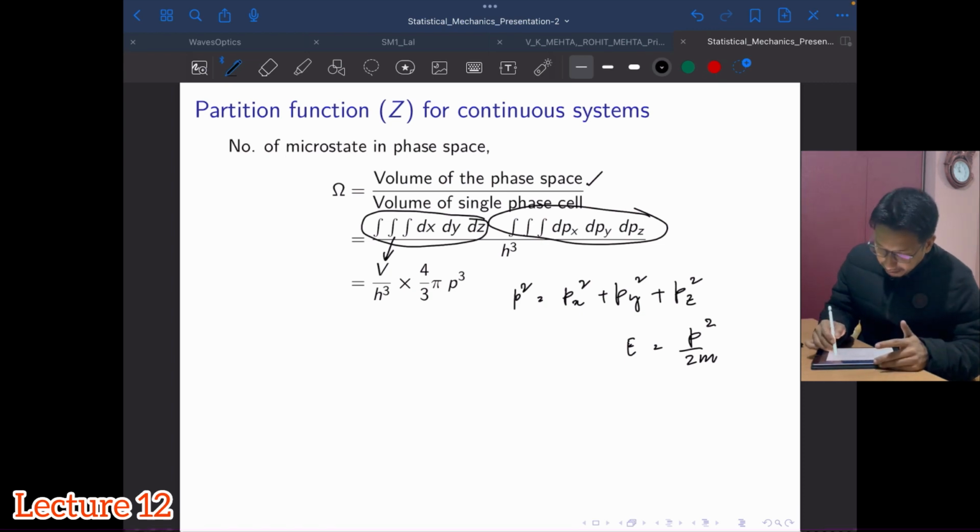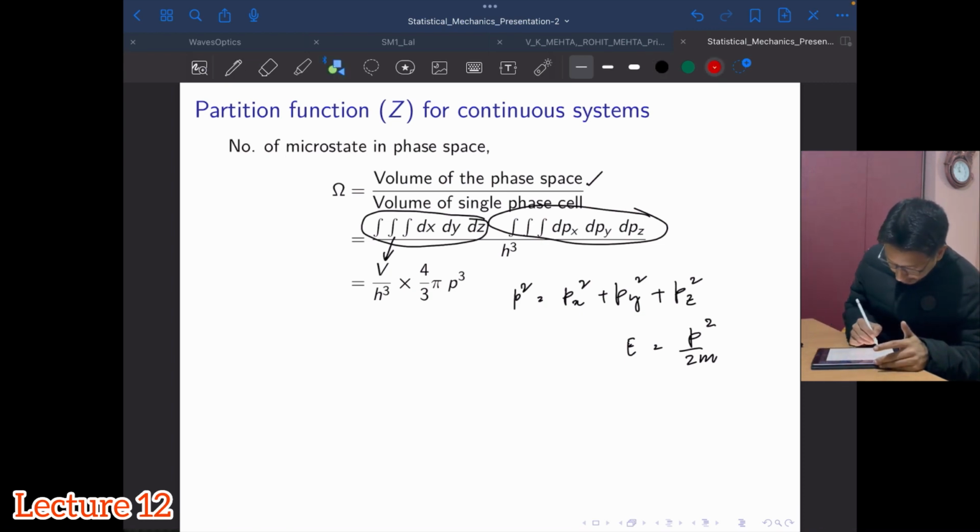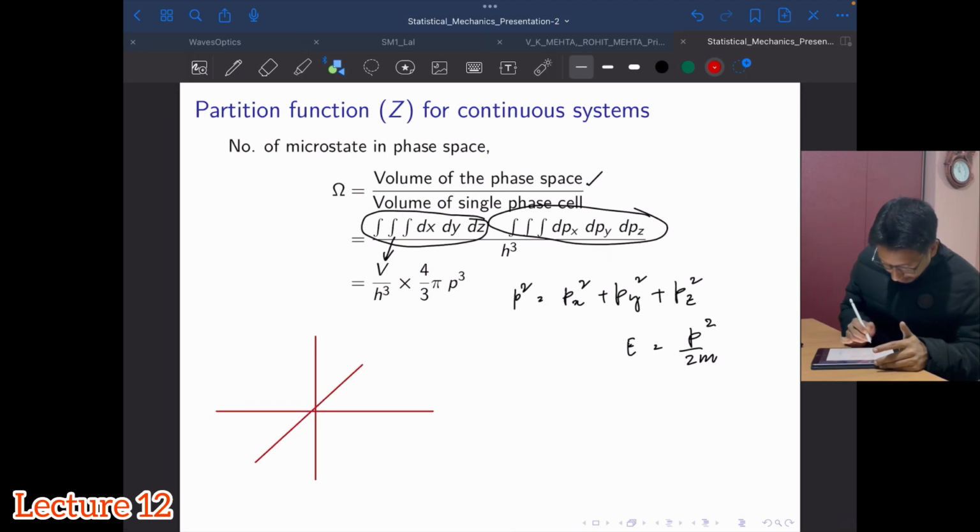Let me draw one more axis, and then just think about this.